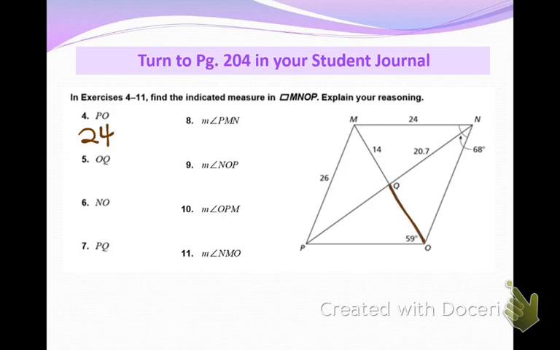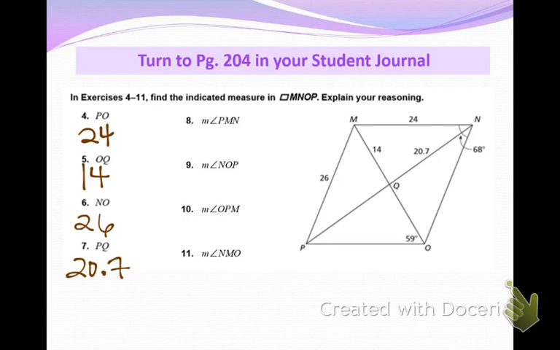Alright, and then you have OQ. Is this a side or a diagonal? Diagonal. Diagonals bisect each other. So, it's going to be 14, because the other half of the diagonal is 14. Then you have NO. Is this a side or a diagonal? Side, which makes it congruent to 26, because it's a cross. PQ, side or diagonal? Diagonal. Which makes it 20.7.